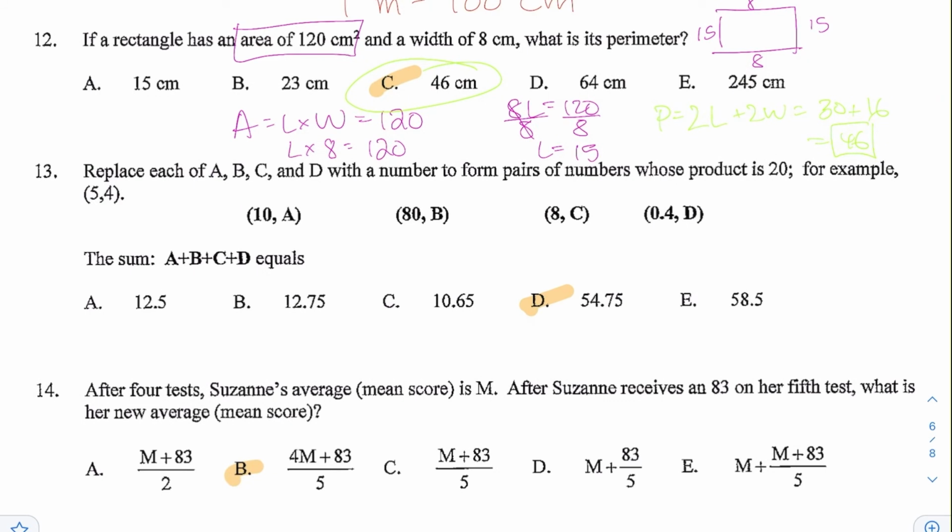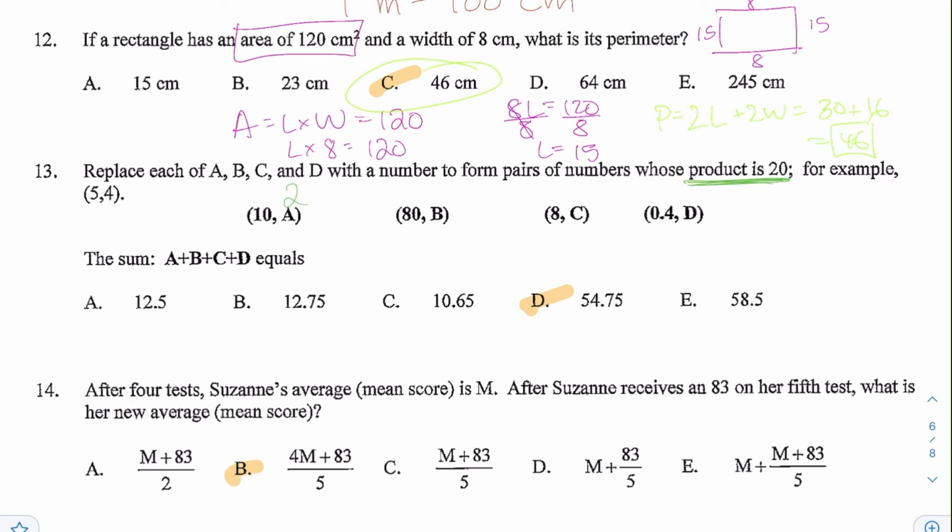Next, for number 13, replace each of A, B, C, D with a number to form pairs of numbers whose product is 20. For example, 5, 4. So you have these 4 coordinates. The sum A plus B plus C plus D is equal to. So here, the product has to be 20. So that means you have to multiply it to 20.